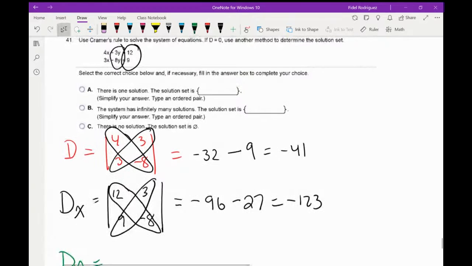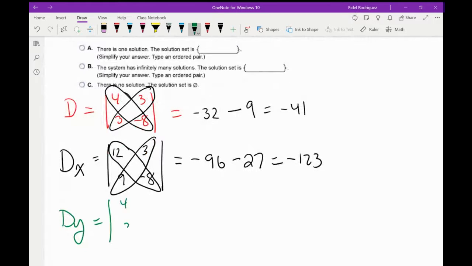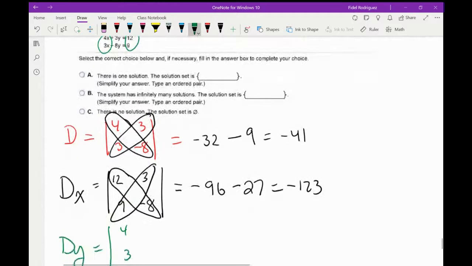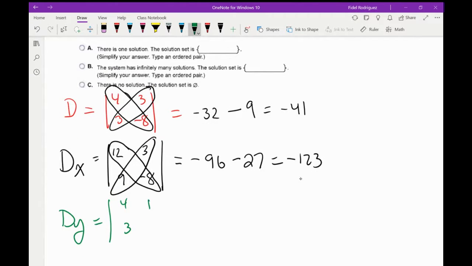And so in finding dy, we're going to leave these numbers the same. In my first column, I'll still have my 4 and my 3, but then those numbers are going to go in my second column. So this will be my 12 and my 9. And again, I'm going to cross multiply, or multiply along the diagonal, I should say. 4 times 9 is 36, minus 3 times 12 is also 36, so that's going to give me 0.